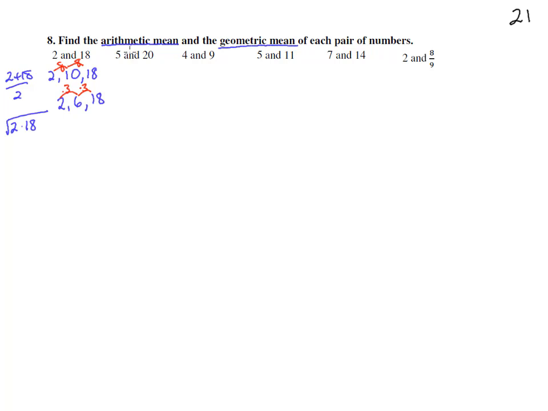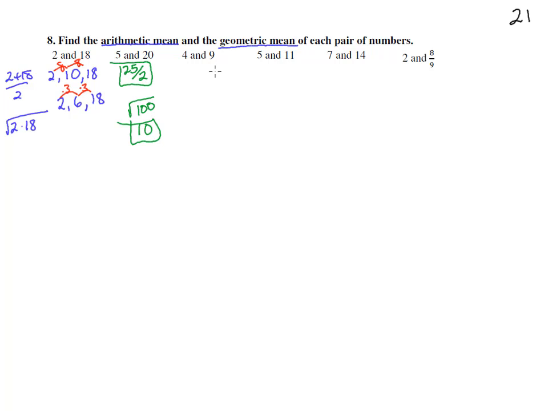Alrighty, next one, 5 and 20. Well, we would take 5 plus 20 is 25 divided by 2. So we get 25 halves is right in the middle of these two. 12.5, so you go up 7.5, up 7.5. And the geometric mean, we would take square root of 5 times 20, which is 100. So the geometric mean is 10.